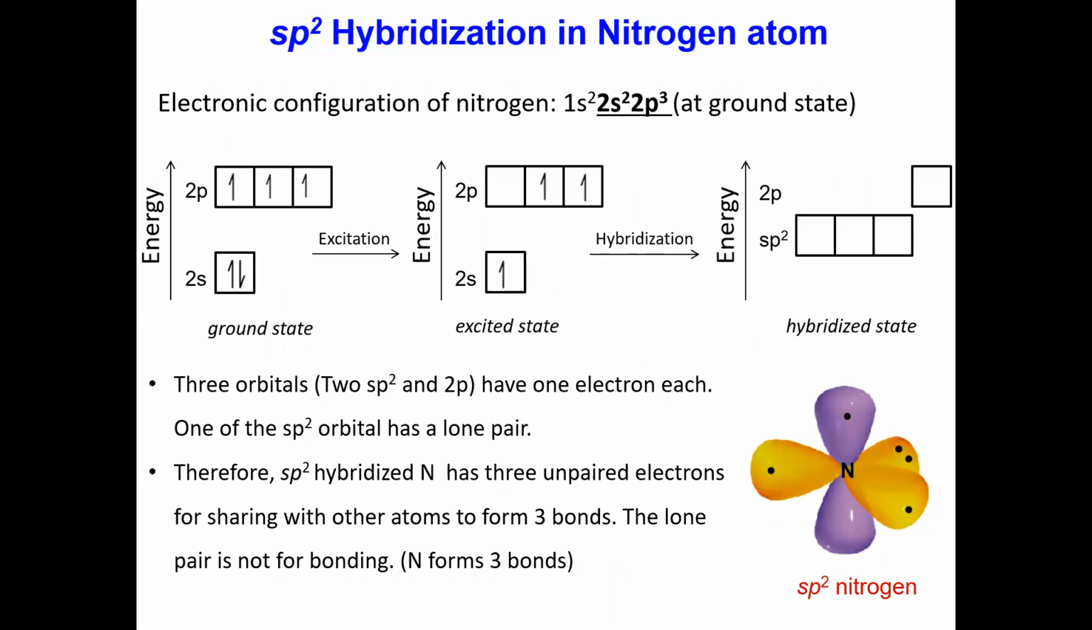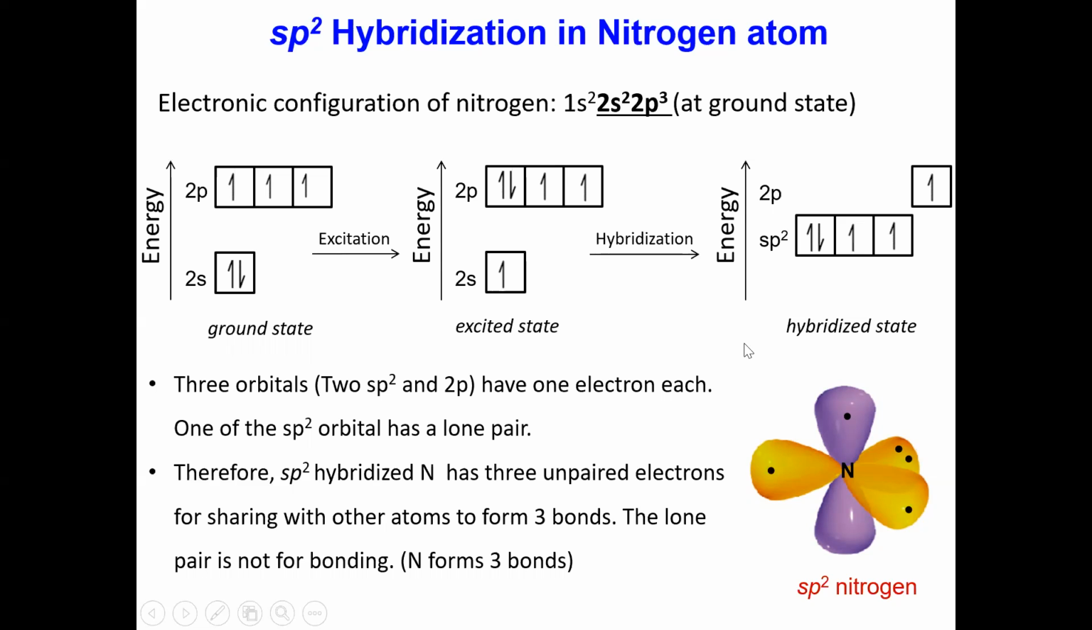And for the nitrogen atom, the electronic configuration at the ground state is 1s2, 2s2, 2p3. And when it gets excited, one of the electrons moves to a higher orbital level, the 2p orbitals. And during the mixing, the 2s orbital mixes with 2 of the 2p orbitals to form 3 sp2 orbitals. And one of the 2p orbitals remains unhybridized. So the electrons will be like this, okay? So you have one lone pair at the sp2 orbitals.